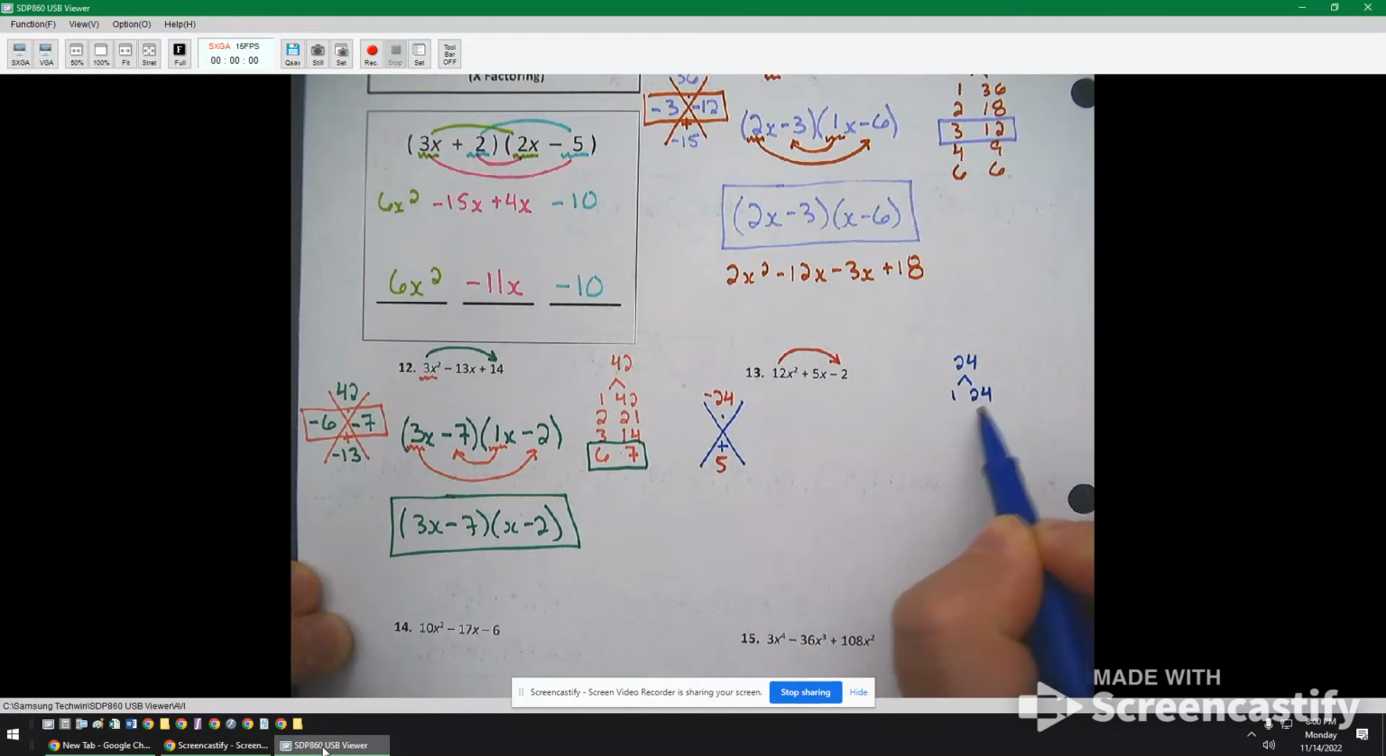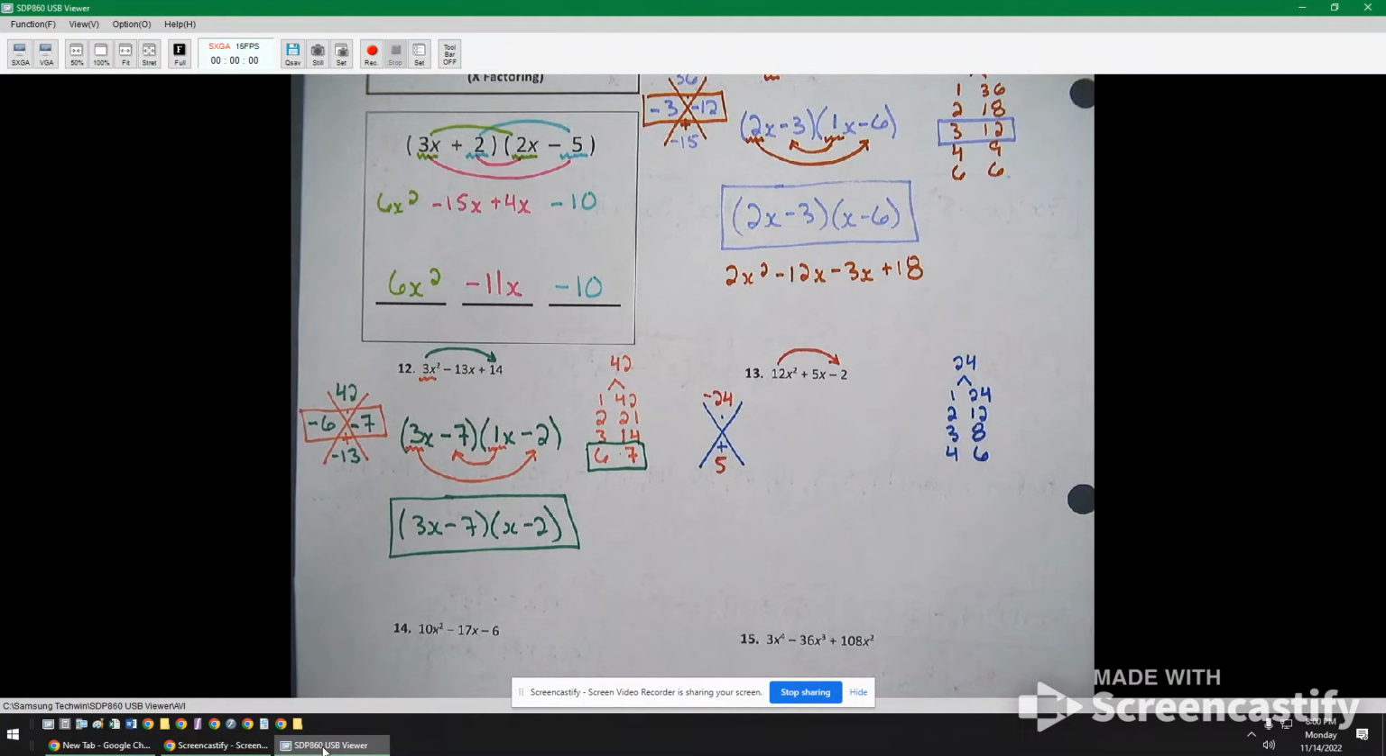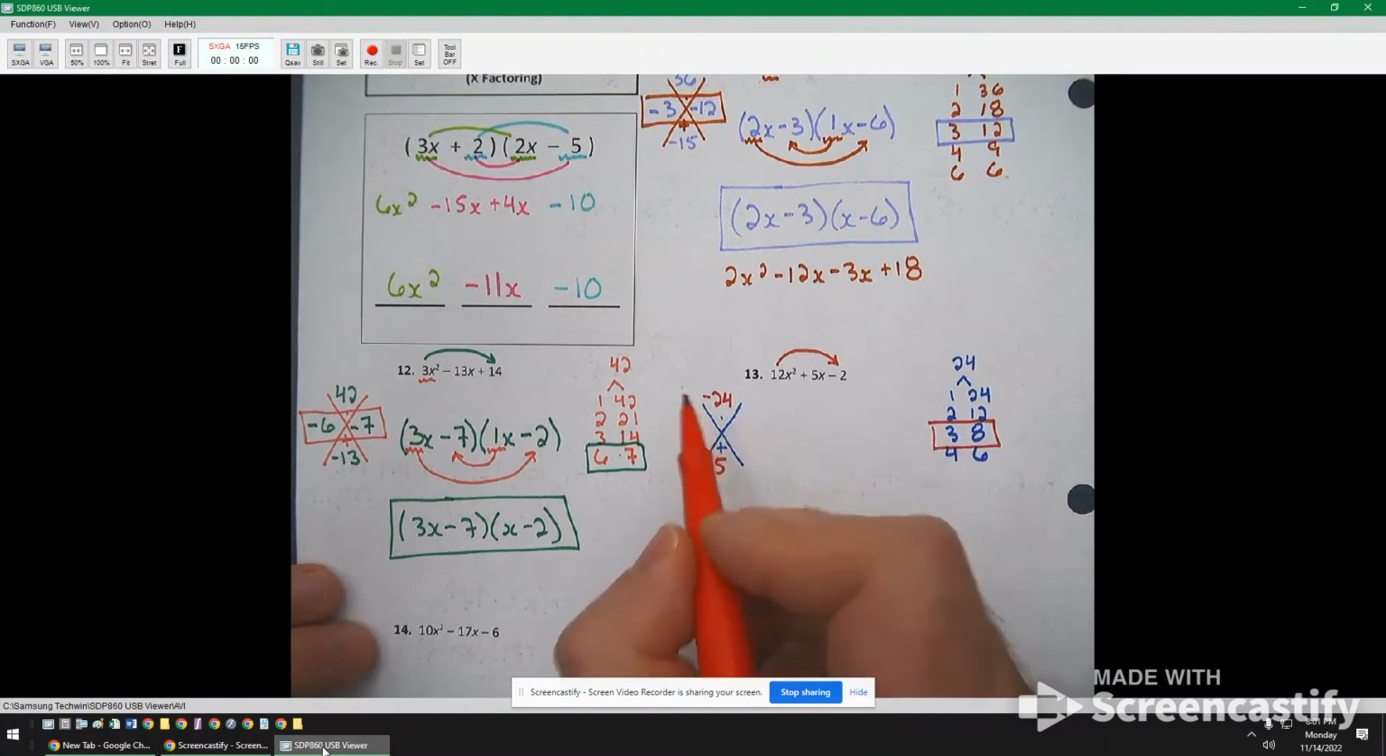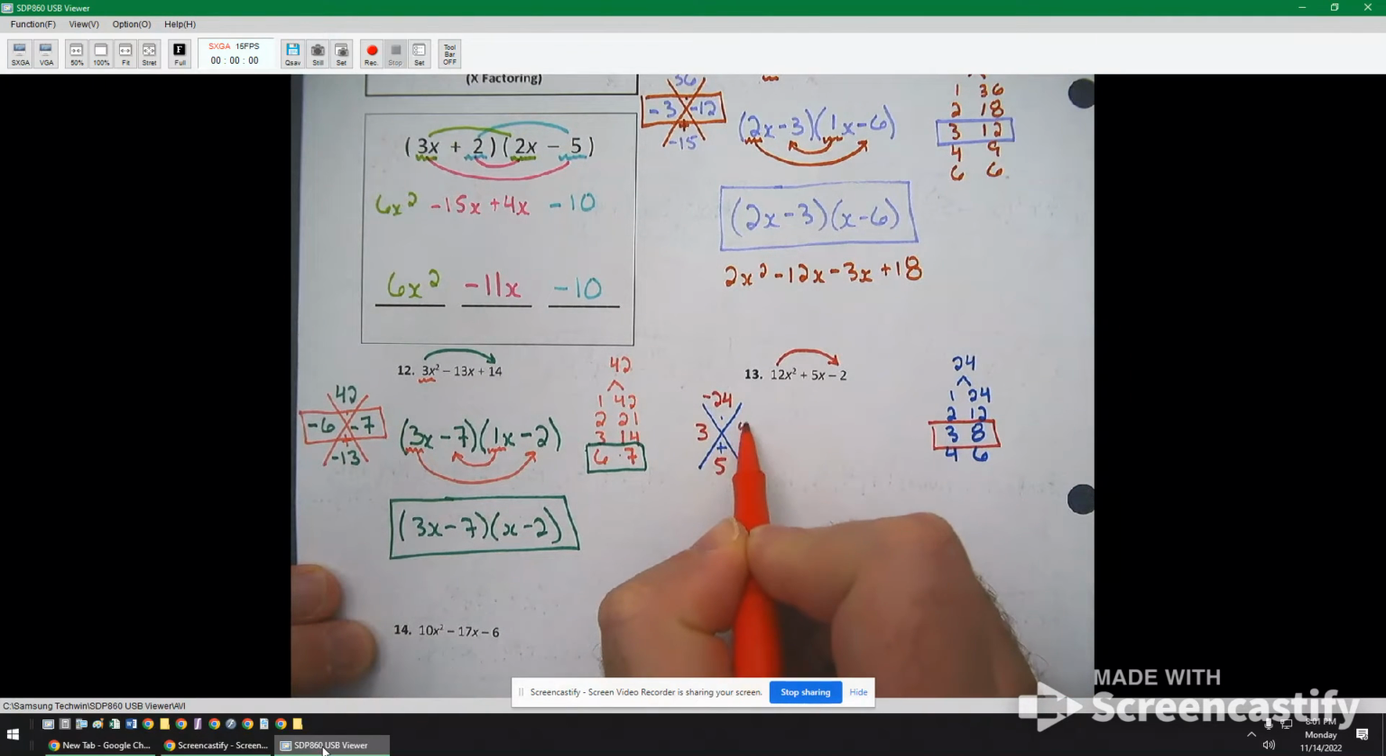1 and 24, 2 and 12, 3 and 8, 4 and 6. 5 doesn't work, so the next number I would check is 6, and 6 is already on my chart. So which one of these can combine to add or subtract to make a 5? 8 and 3 can be combined to make a 5. So one of my numbers has to be 3. One of my numbers has to be 8.